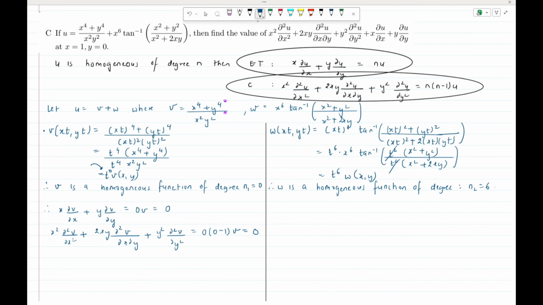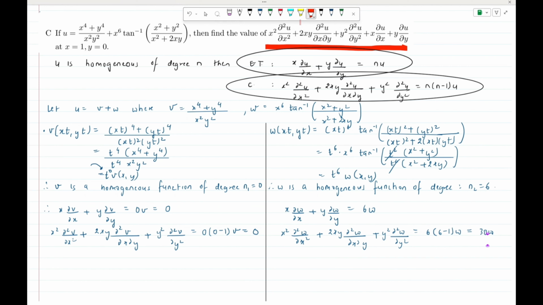Moving on towards W, we will be getting x into del W by del x plus y into del W by del y is going to be 6 times W, and by the corollary we will get that this expression is going to be n into n minus 1 into W, which is going to be 30W. Now have a closer look at this expression.